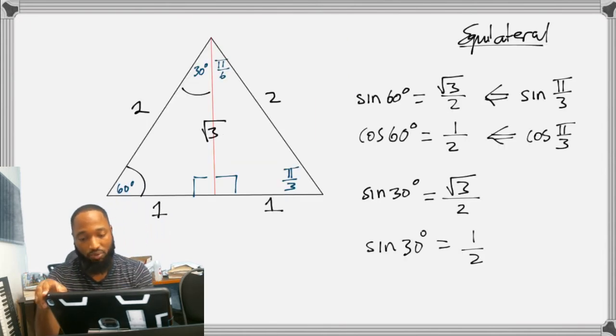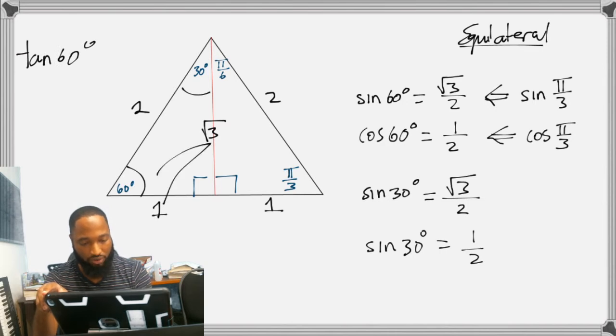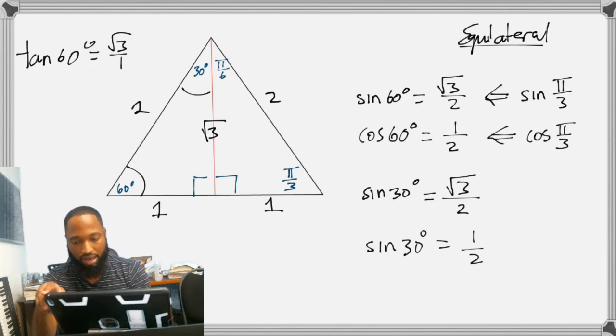So as well, we can say the tan of 60 degrees is opposite over adjacent, so square root of 3 over 1. And the tan of 30 degrees is 1 over square root of 3.